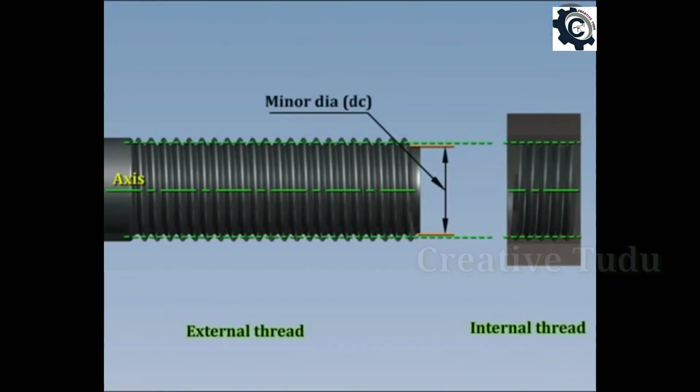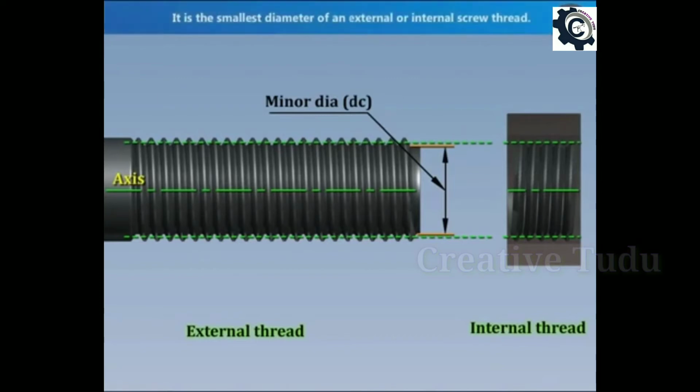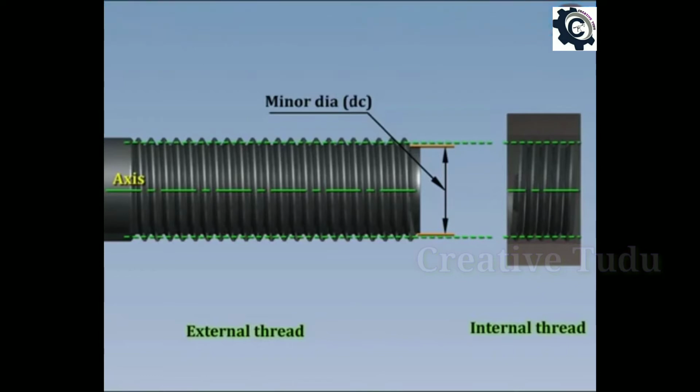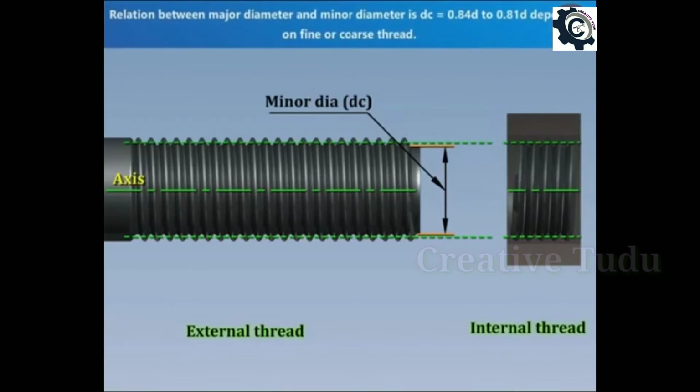Minor diameter, that is Dc. It is the smallest diameter of an external or internal screw thread, also known as core or root diameter. Relation between major diameter and minor diameter is Dc is equal to 0.84D to 0.81D depending on fine or coarse thread.